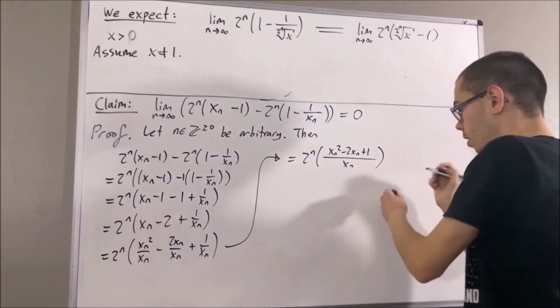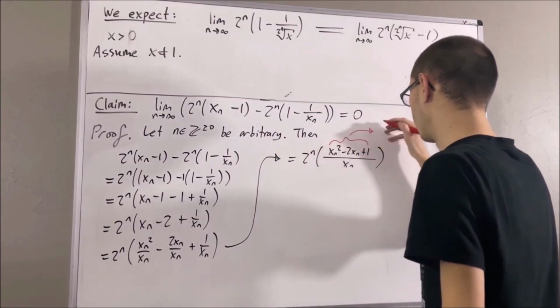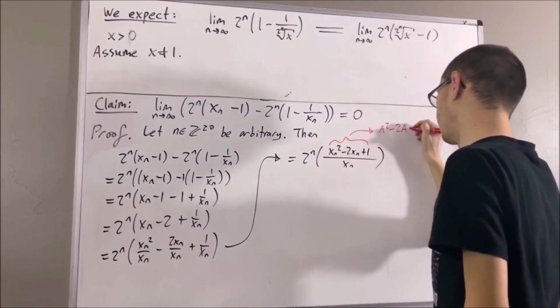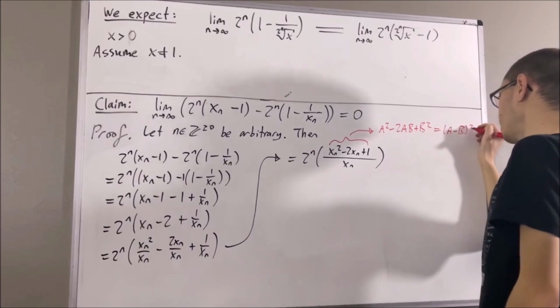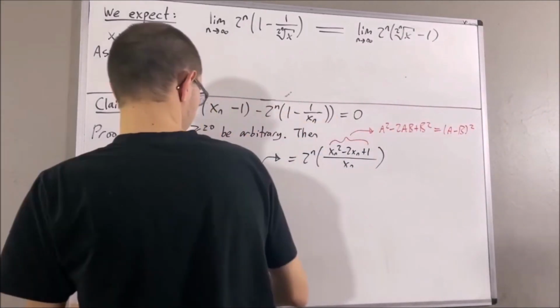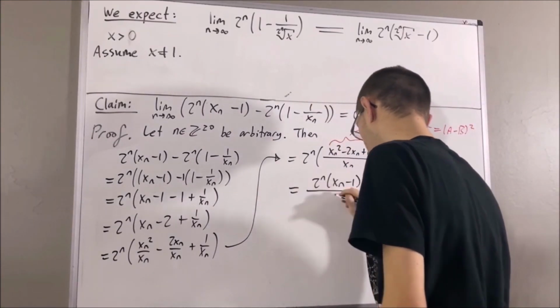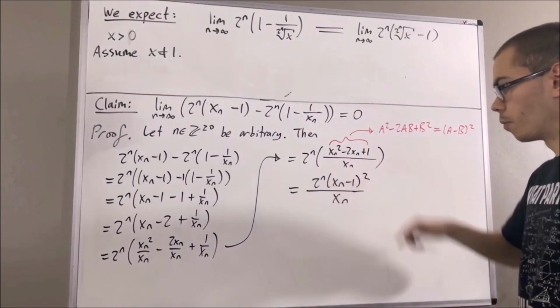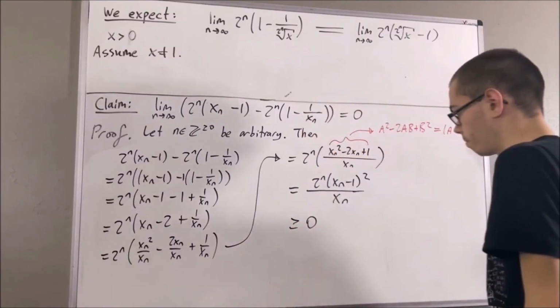We get this. But again, notice the numerator is in the form a squared minus 2ab plus b squared, which we know is equal to (a minus b) squared. And really, the numerator is nothing but (x^(1/2^n) minus 1) squared. So we get this. But clearly, this guy is greater than or equal to 0.